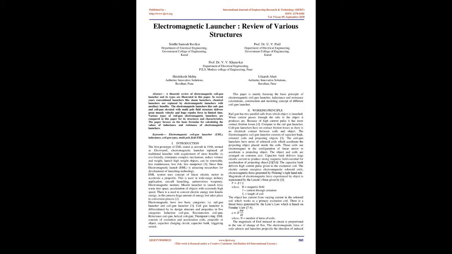2. Working principle. Railgun has 2 parallel rails from which the object is launched. When current passes through the rails to the object, it produces an arc. Because of the high current pulse, it has more contact friction losses. Compared to the railgun launcher, coil-gun launchers have no contact friction losses as there is no electrical contact between coils and object. The electromagnetic coil-gun launcher consists of a capacitor bank, solenoid coils and projecting objects.